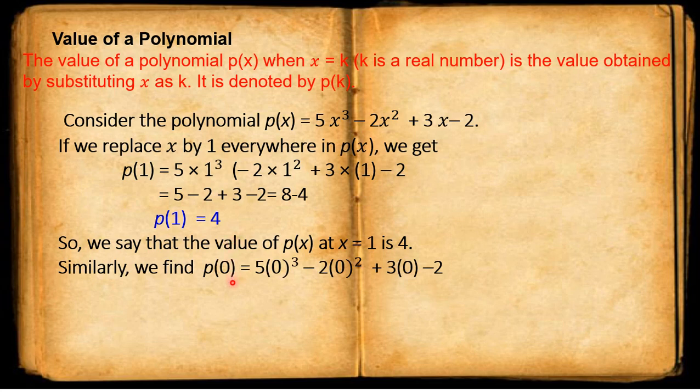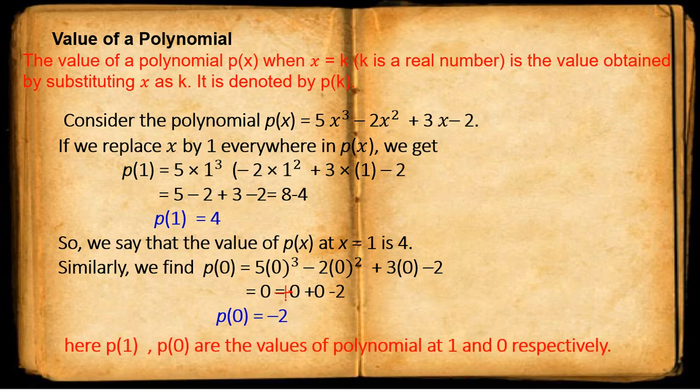So let's consider p of 0, in place of x we are considering 0. So 5 into 0 cube minus 2 into 0 square plus 3 into 0 minus 2. So it will become 0, here it is a plus sign, so 0 plus 0 plus 0 minus 2, which becomes p of 0 equal to minus 2. That means we can say that the value of the polynomial p of x at x equal to 0 is minus 2. Here these p of 1 and p of 0 are the values of the polynomial at 1 and 0 respectively. So by putting the value in place of x, whatever value we get after solving the polynomial is known as the value of the polynomial.